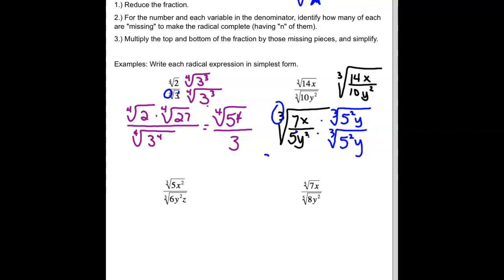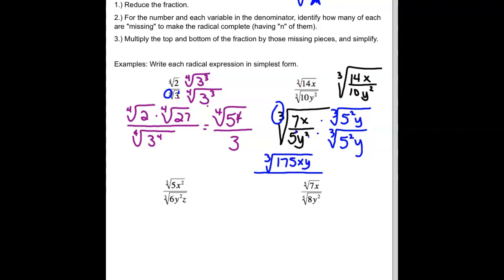All right, so now we have the cube root. On top, we have a 7x times a 5 squared y. Well, 5 squared is 25. 7 times 25 is 175. We have 1x and 1y. Neither of those are big enough to pull a full group out.